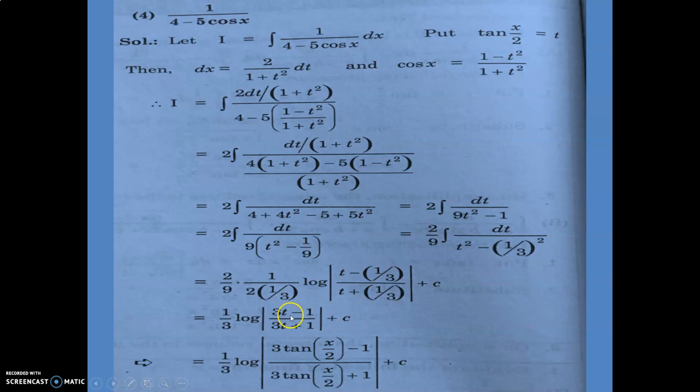And in the place of t, you can resubstitute. T value is tan x upon 2. Therefore, 1 upon 3 log mod 3 tan x upon 2 minus 1 upon 3 tan x upon 2 plus 1 plus c is the answer for this question.